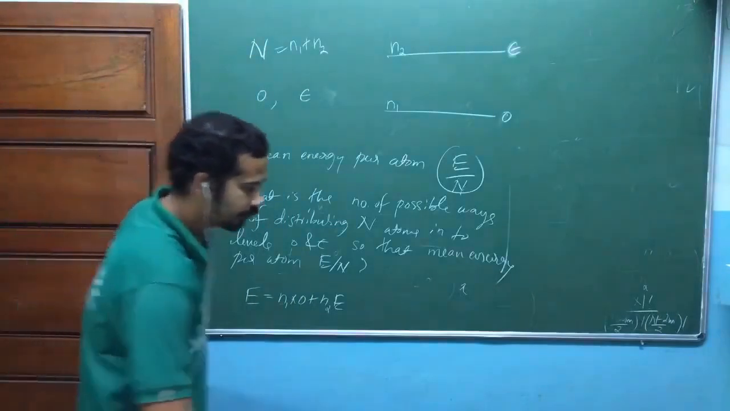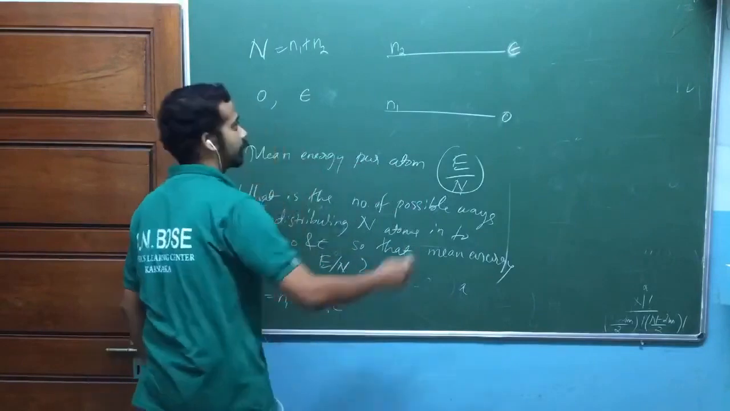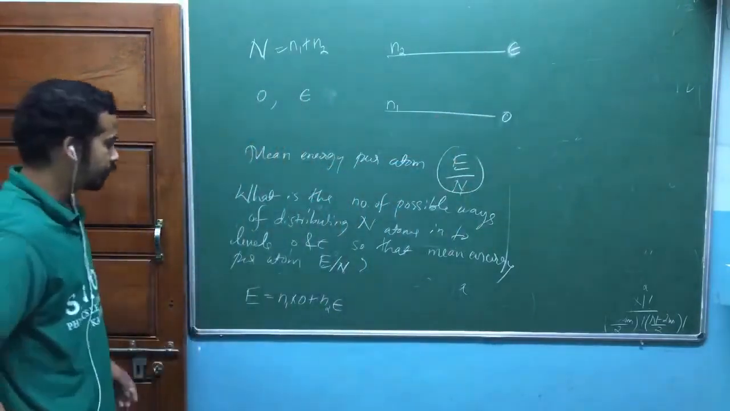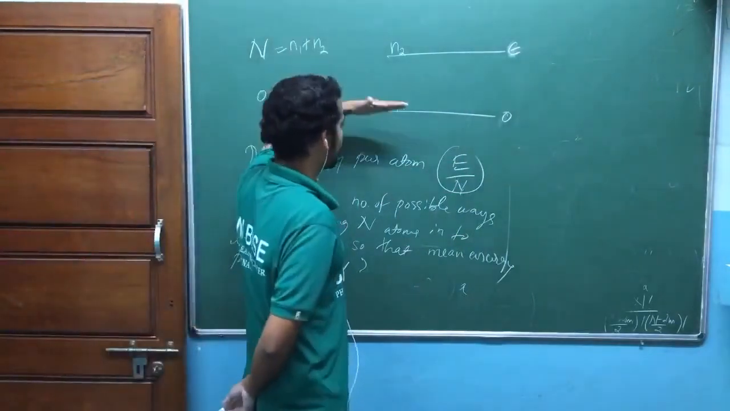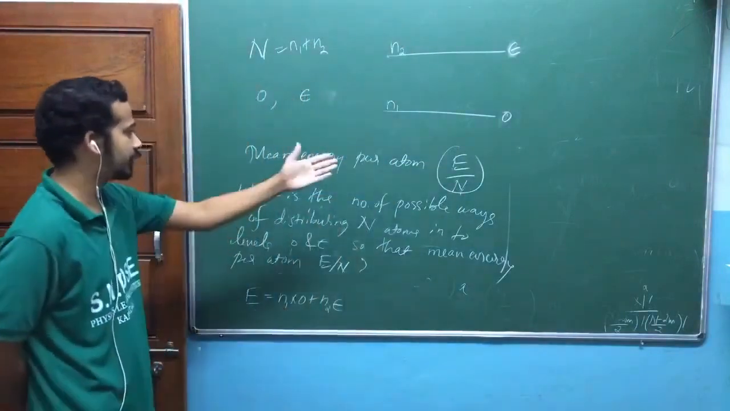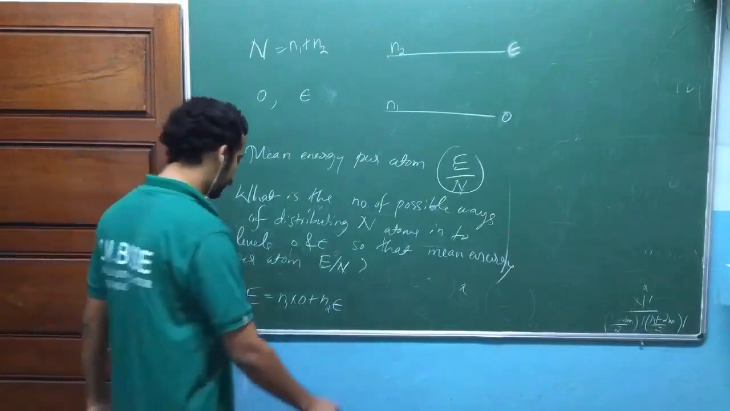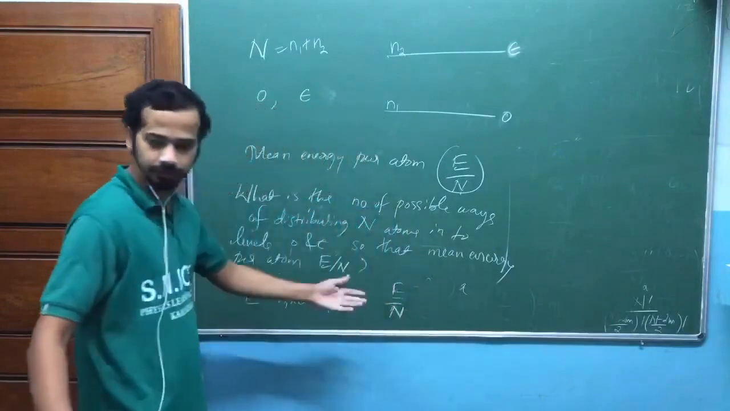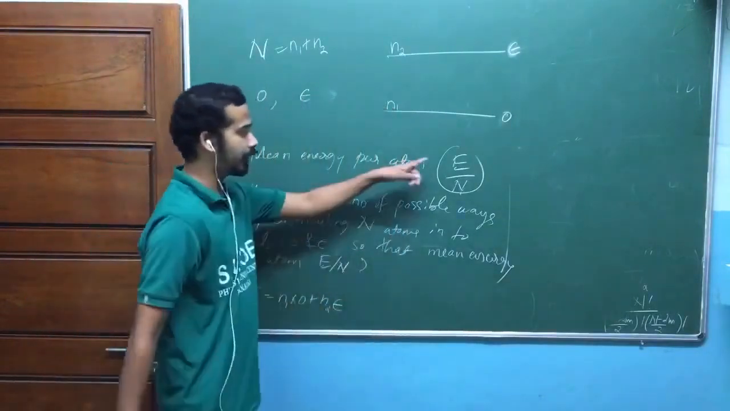Now look at here. I shouldn't have written capital E, small e, am I right? Because the excited state I have taken as small e. Now let me take the situation that N1 atoms are in this state, N2 atoms are in this state, so that your mean energy per atom is E by N. Okay, that's what he has defined. E by N is the mean energy per atom.